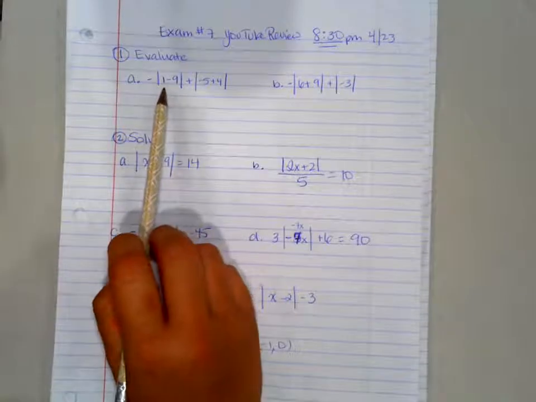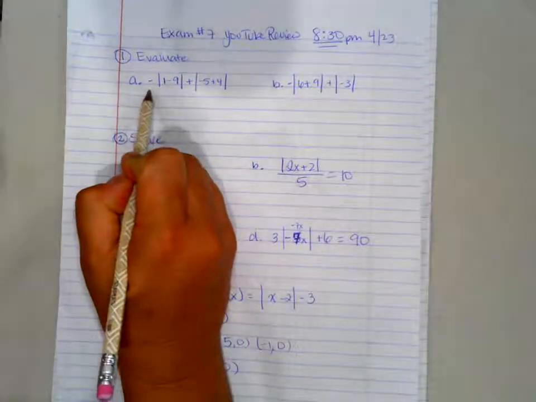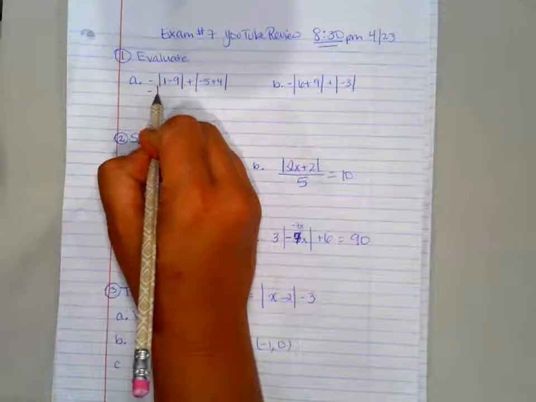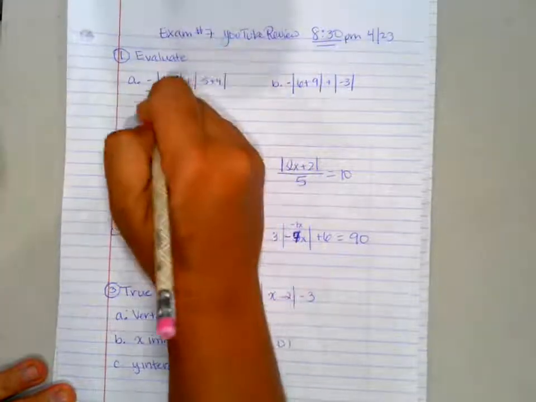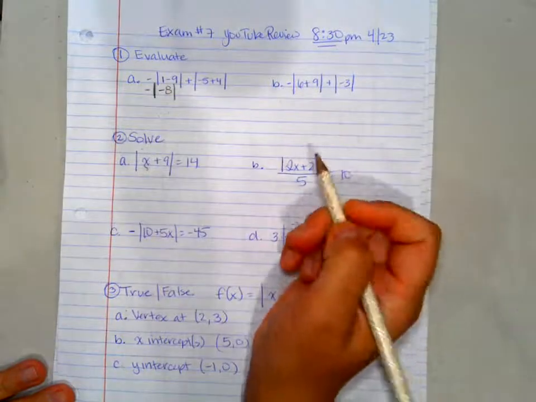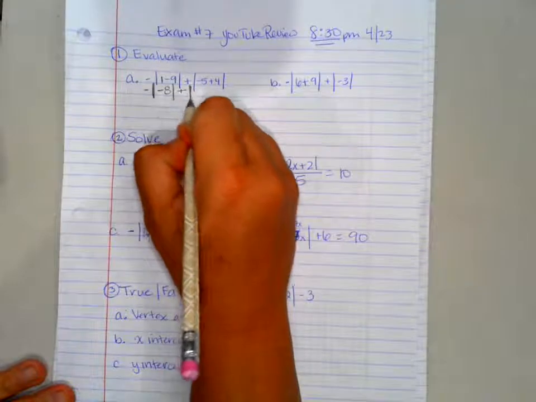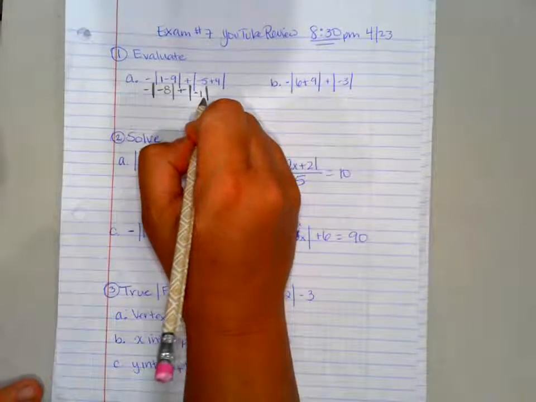With these, it's always best to work the absolute value first. So this negative out here is going to stay out there no matter what. And then when we take the absolute value of 1 minus 9, that is negative 8 on the inside, so we're going to leave that there. And plus, we have the absolute value of negative 5 plus 4, which is negative 1.